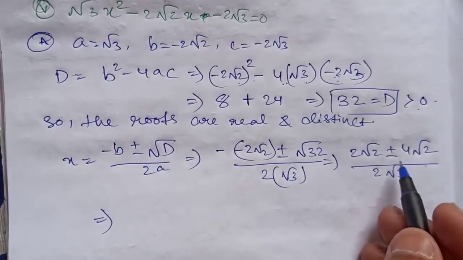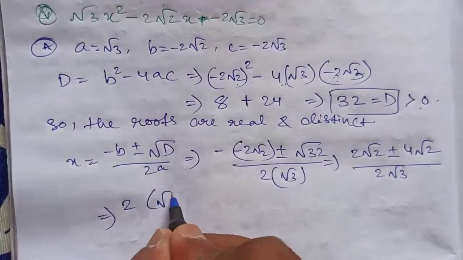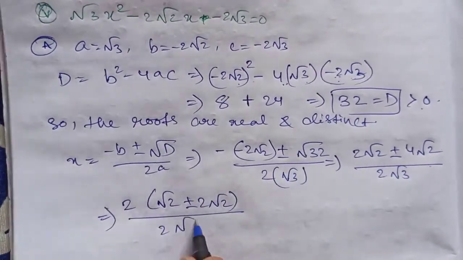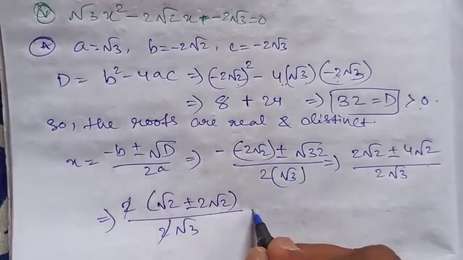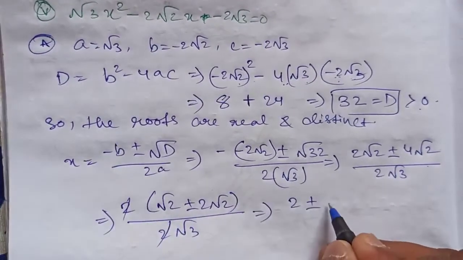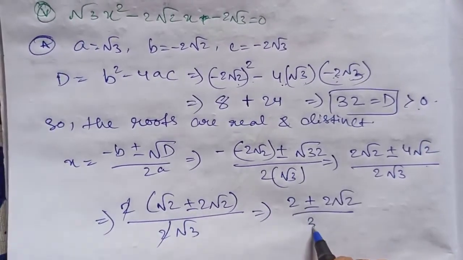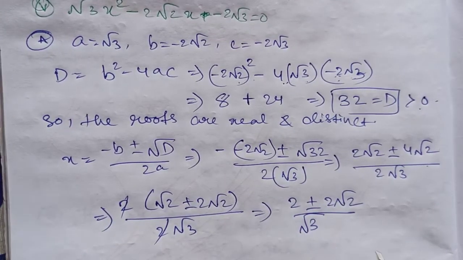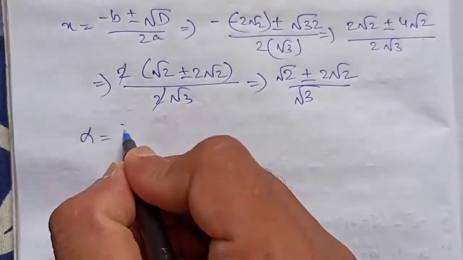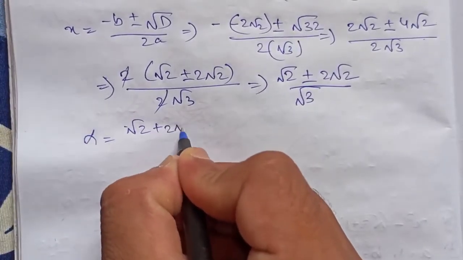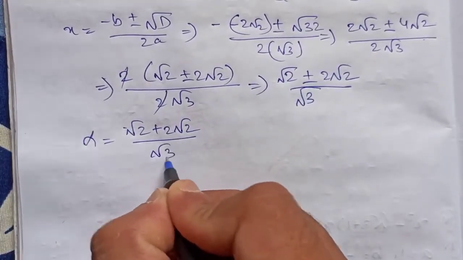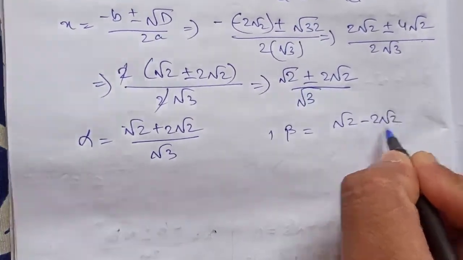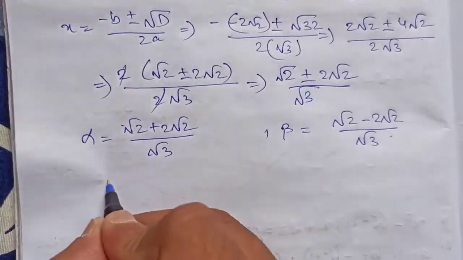Take out 2 common from here, you will get 2 root 2 plus or minus 2 root 2 by 2 root 3. Cancel 2 and 2. We will get 2 plus or minus 2 root 2 by 3 root 3. Okay, 2 root 2 by root 3. So alpha will be root 2 plus 2 root 2 by root 3 and beta will be root 2 minus 2 root 2 by root 3.